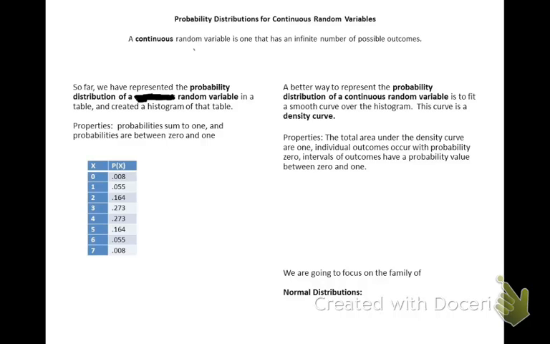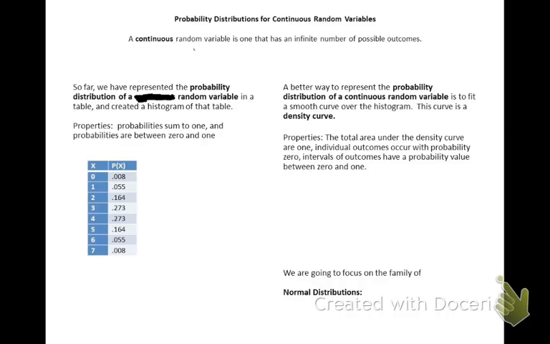We're going to look at probability distributions for continuous random variables. Remember, a continuous variable is one that has an infinite number of possible outcomes. So far, we've represented the probability distribution of a random variable in a table, and we've even created histograms for the tables. Remember, the properties for these probability distributions are that they must sum to 1 and that all probabilities must be between 0 and 1.